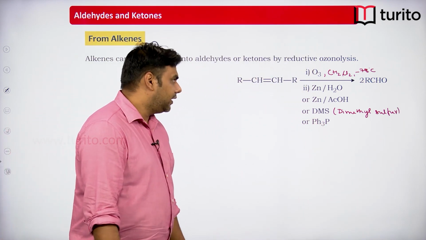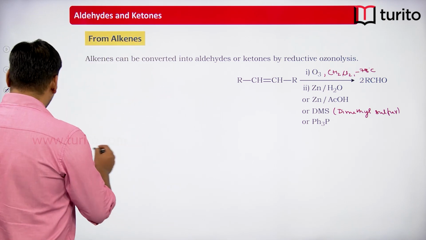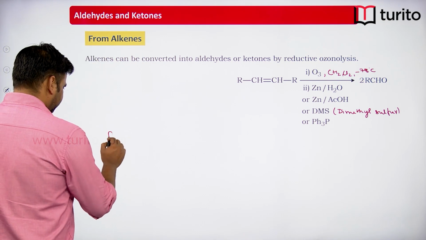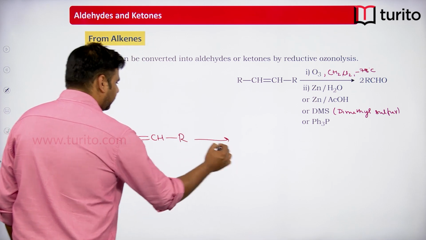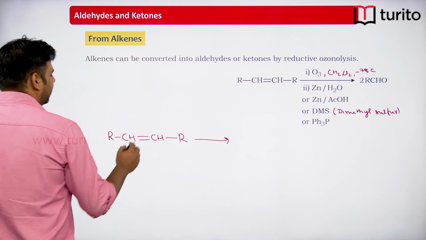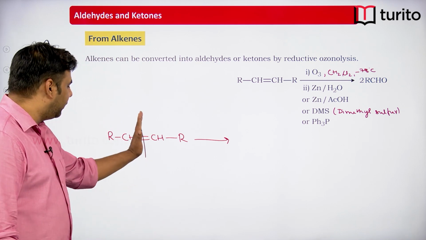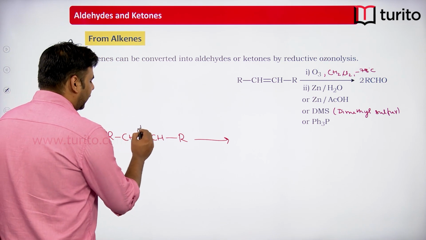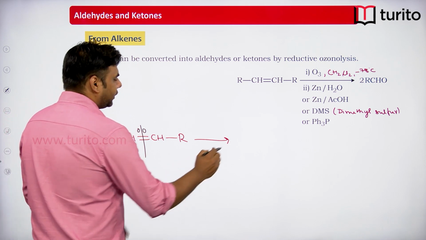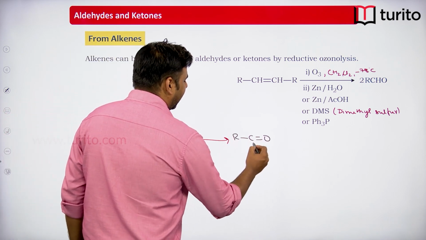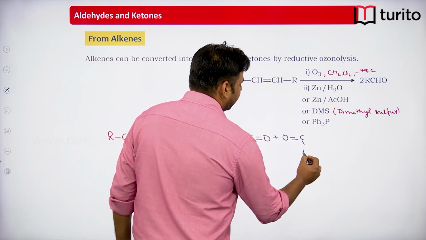In this case reductive ozonolysis happens. I am not going to discuss the mechanism of this reaction, I am just going to tell you the shortcut way to understand this reaction. What we can do is break this double bond. Whenever we are doing an ozonolysis, just break the double bond and against this double bond put an oxygen. Put an oxygen over here, put an oxygen over here and cleave this double bond. This oxygen will get attached to this carbon and will form an aldehyde. Similarly this oxygen will get attached to this carbon and it will form an aldehyde.